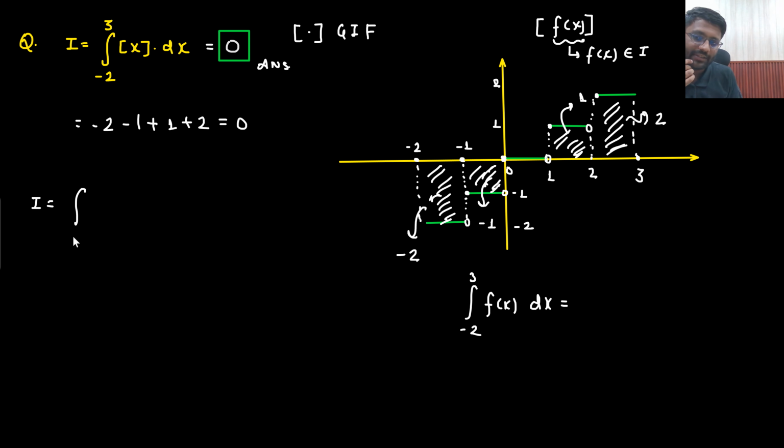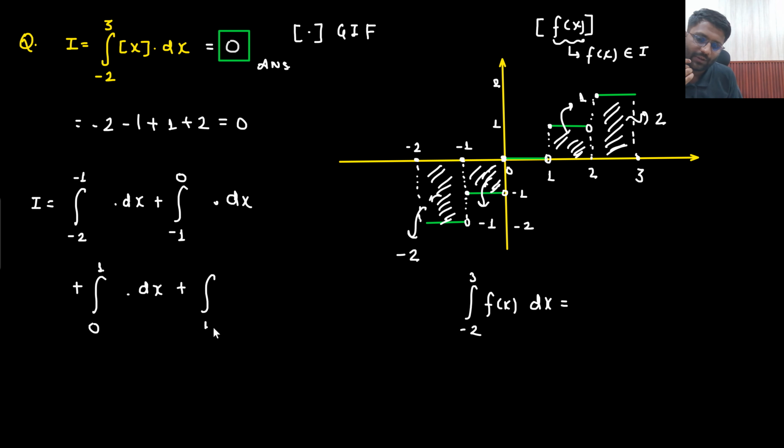So I will break the limits between all the integers: between minus 2 to minus 1, between minus 1 to 0, then 0 to 1, and here I will write something down, don't worry, I will tell you what. Then from 1 to 2, then from 2 to 3. Now what will I write down here?